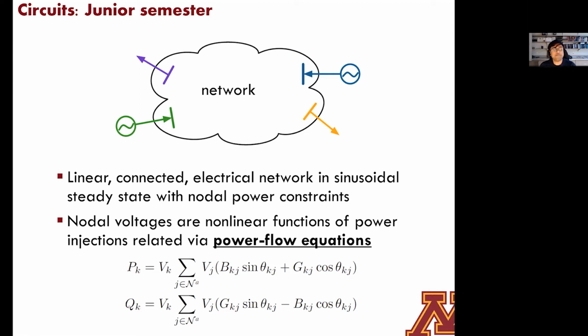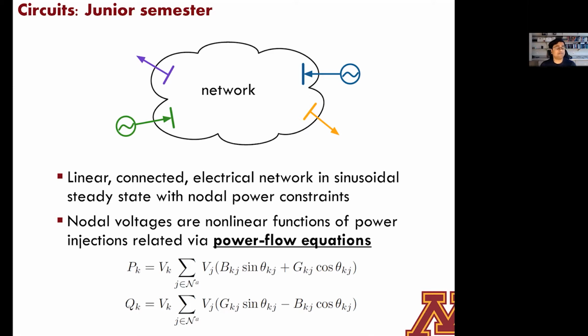So what we have now is, unfortunately, since we are now living with quadratic relationships between voltage and current dictating the nodal constraints, the nodal voltages now become nonlinear functions of the power injections. So it's no longer I equals YV, but now we have constraints on power at each of these nodes. And at each bus k, or each node k in this network, we have constraints on real and reactive power that appear in the form of these two equations shown below.